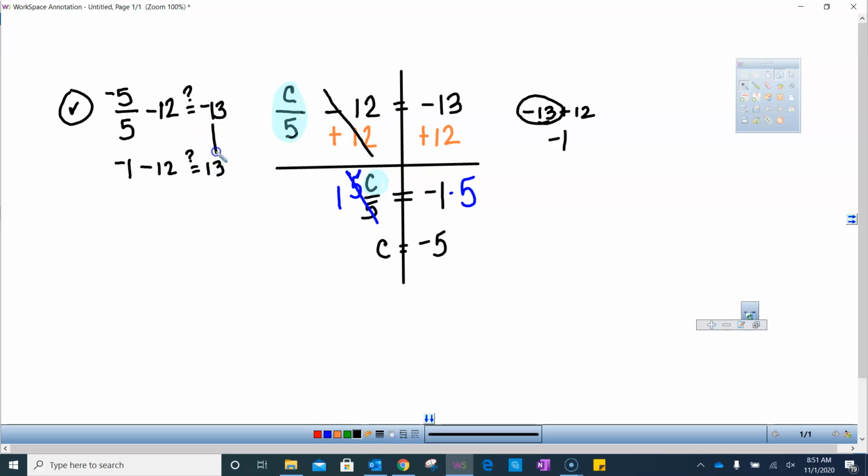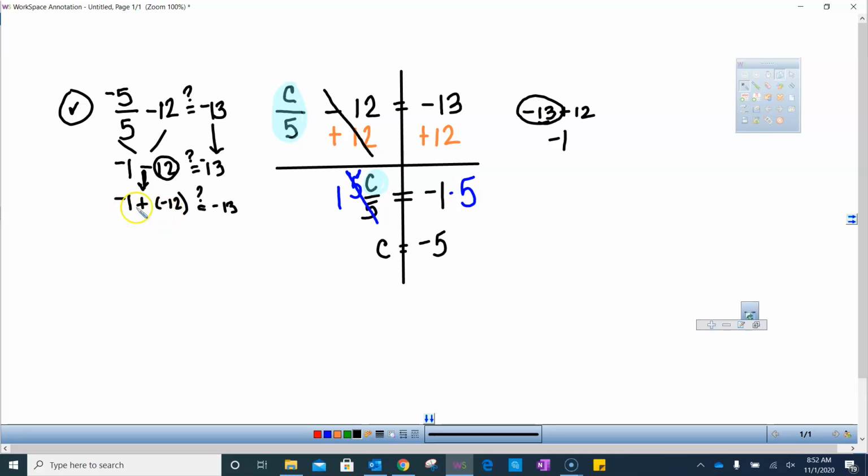I just bring this side down. I hope when I finish this, my final answer matches negative 13. Watch your signs. So this one I'm going to use keep, change, opposite. I have negative 1. I'm going to keep that the same, keep, change to add, and then take the opposite of 12, which is negative 12. And does that equal negative 13?